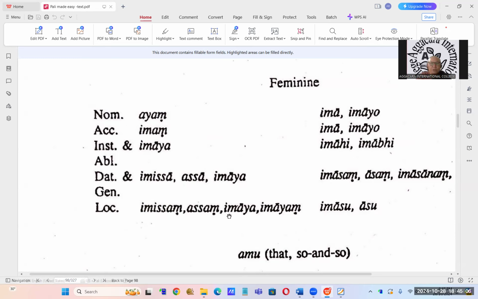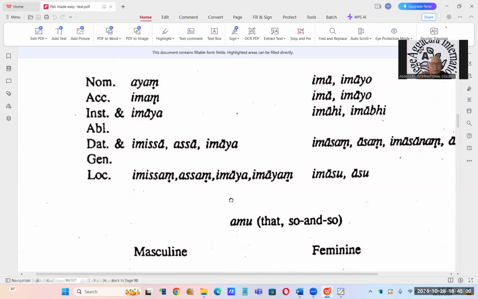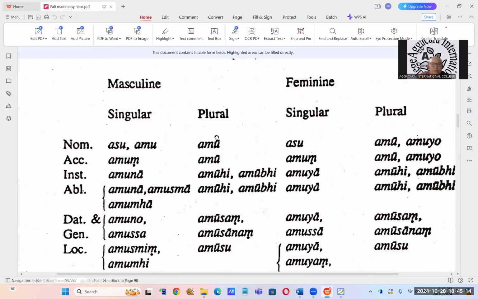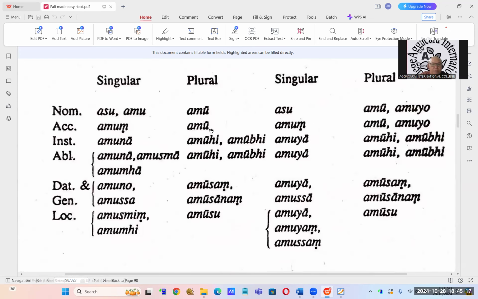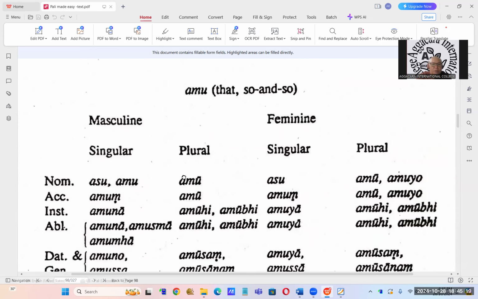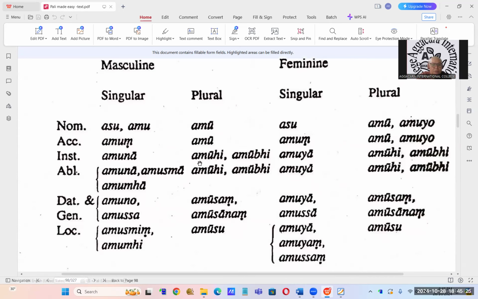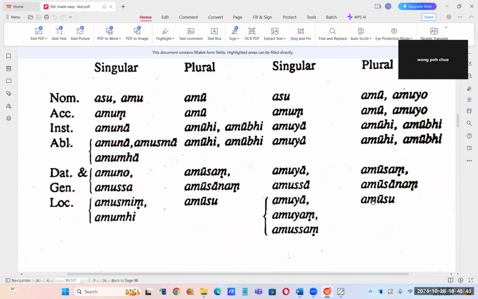So you all should do it yourself. Asu, amu. Amu is so-and-so. Asu, amu. There's asu. But most of the time it's amu only. Amu, right? It looks quite normal, like with Buddha or Purisa. But here there is also asu. Amu, asu, amu, amu, asu.